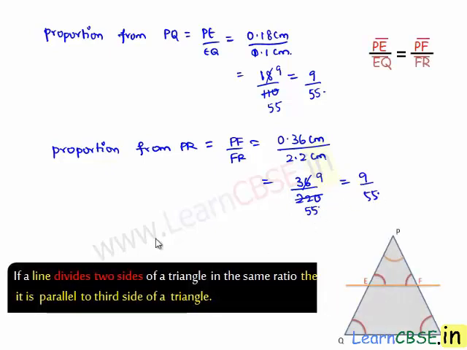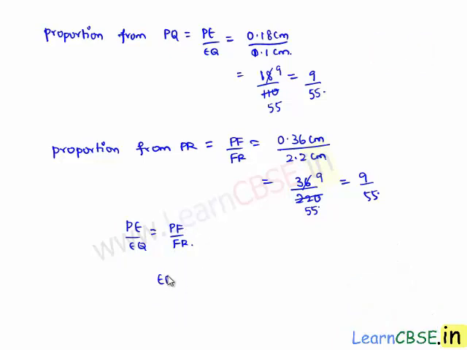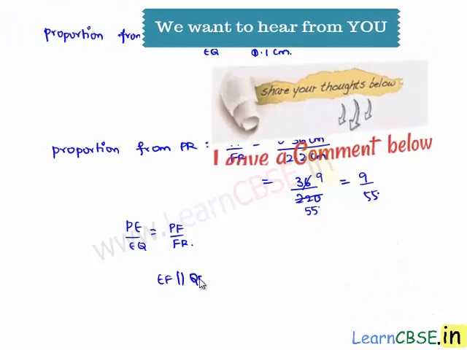Here PE by EQ is equal to PF by FR. So from the converse of the basic proportionality theorem we can say that PF is parallel to QR.